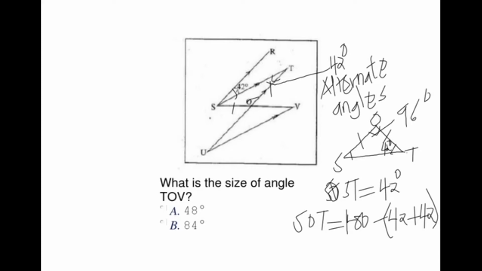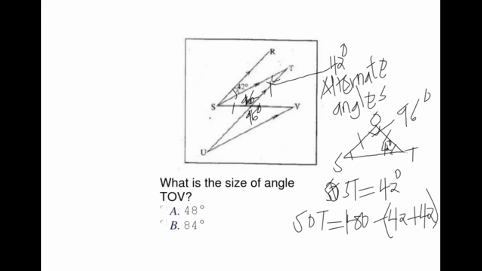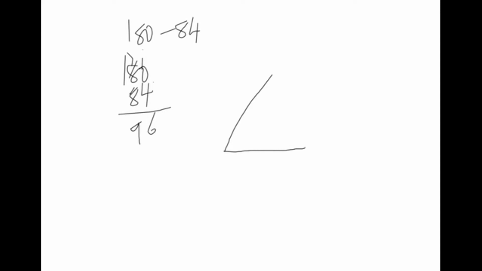So we have here being 96 degrees, and we know that opposite angles are equal. So for this case, we have here being 96 degrees, and we are looking for angle TOV. So angle TOV, we have this going this way. So here is 96 degrees.